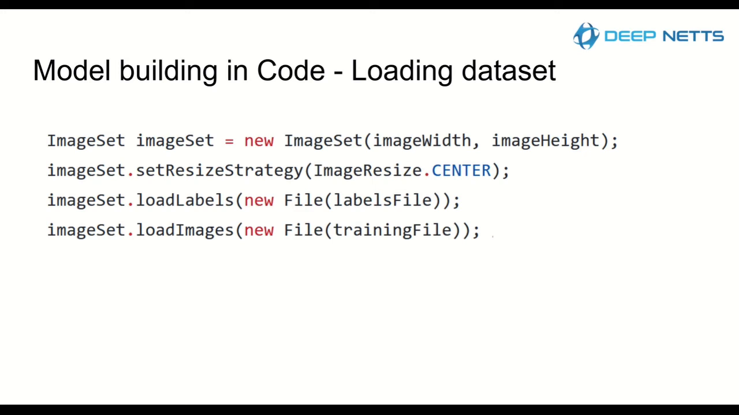In this code segment, you can see how to load an image set of some size from some training file, which is basically a list of images, and by the way, these files can be automatically created for you.